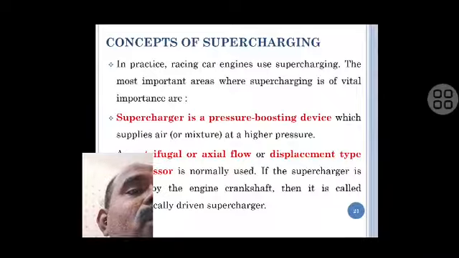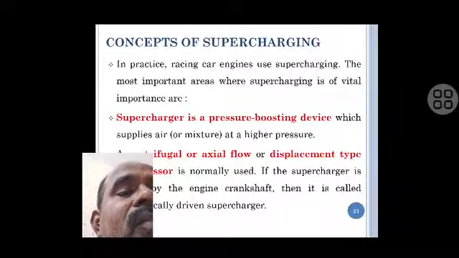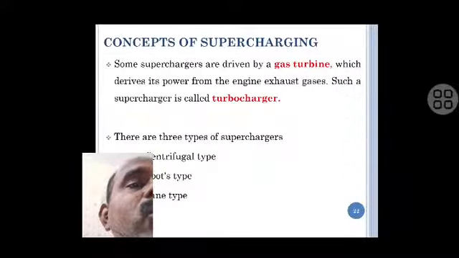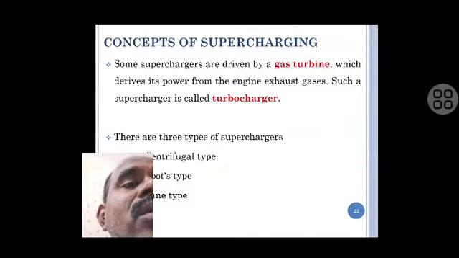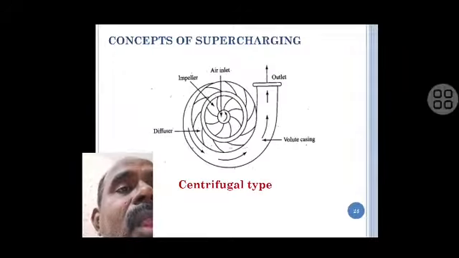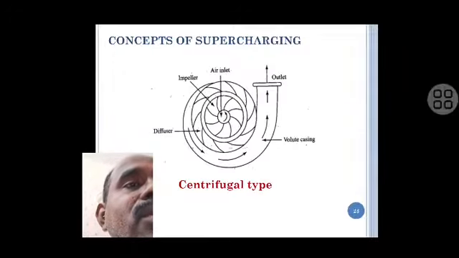A supercharger is a pressure boosting device, that is, it supplies air at higher pressure. Centrifugal, axial flow and diaphragm type compressors are normally used. If a supercharger is driven by the engine crankshaft, then it is called a driven supercharger. Some superchargers are driven by a gas turbine, which derives its power from the exhaust gas stream. That is called a turbocharger. Three types of superchargers are used: centrifugal, root and vane type.